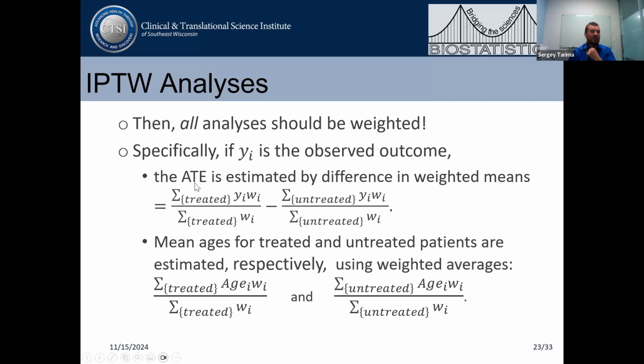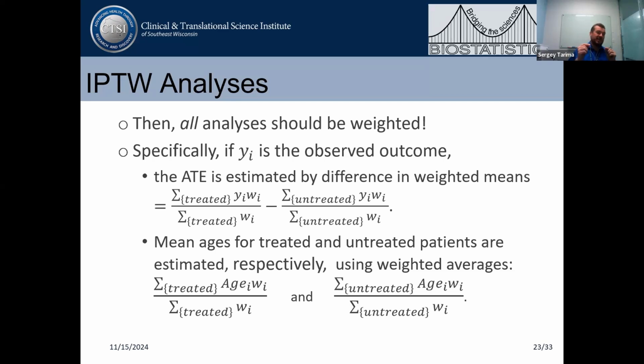So, and this is what I wrote over here. That will be the weighted average of the outcome in the treated group, and then we have the weighted average of the outcome in the untreated group. The difference between weighted averages would be an estimate of the average treatment effect. In a similar manner, we can also calculate weighted averages of ages for treated and untreated patients.